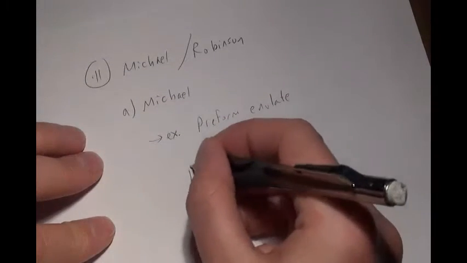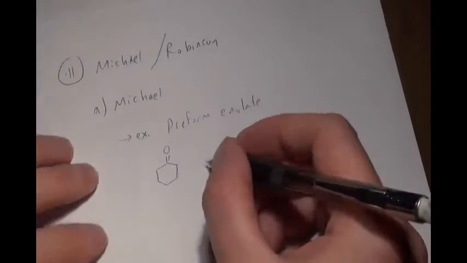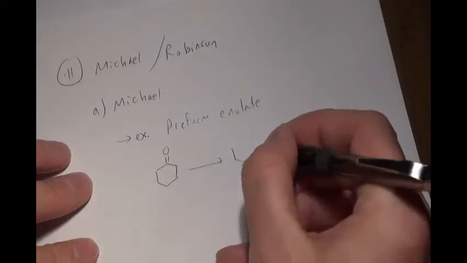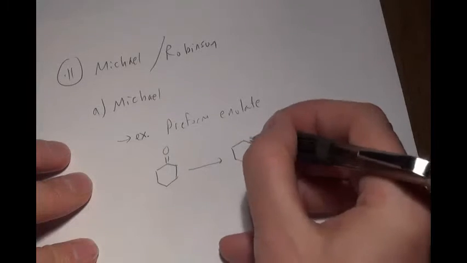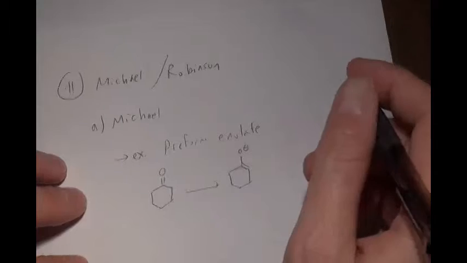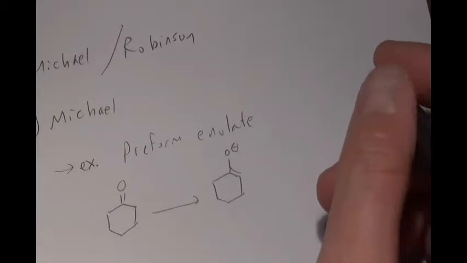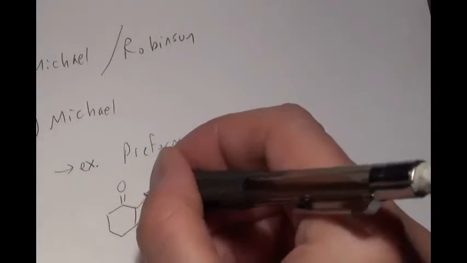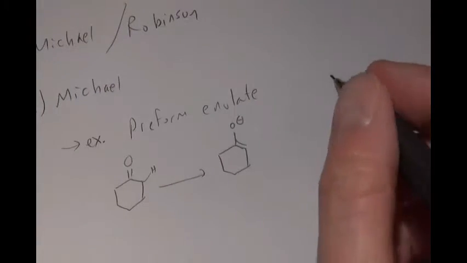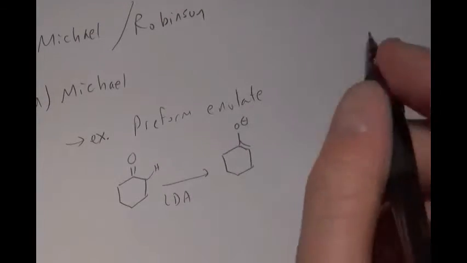So let's do cyclohexanone. I'm going to treat this with a super base. What's a super base? That rips off the proton quantitatively to make an enolate. There's one base that you should kind of associate with that behavior. What's the super base? 3 letters. LDA. LDA is the super base.